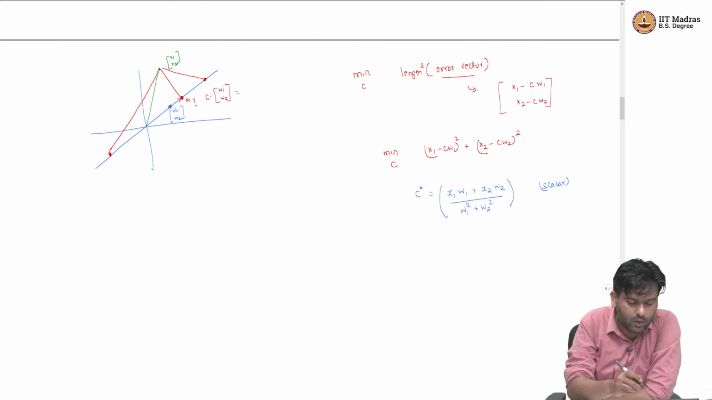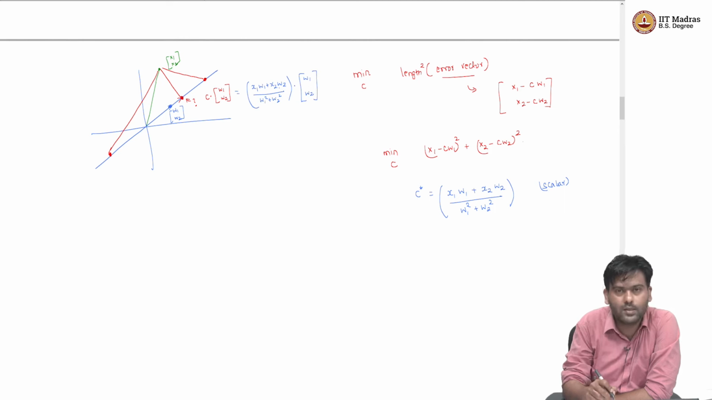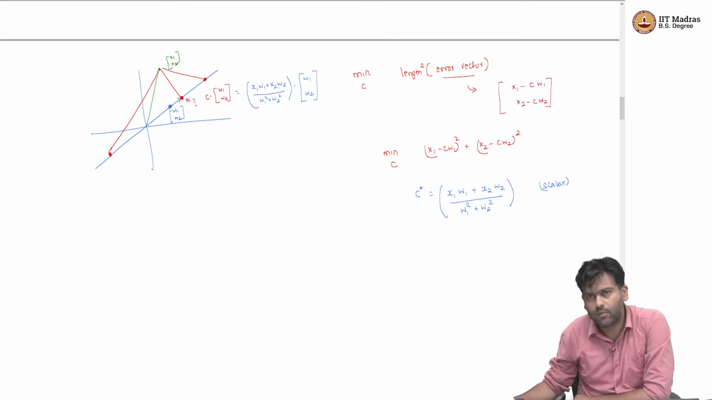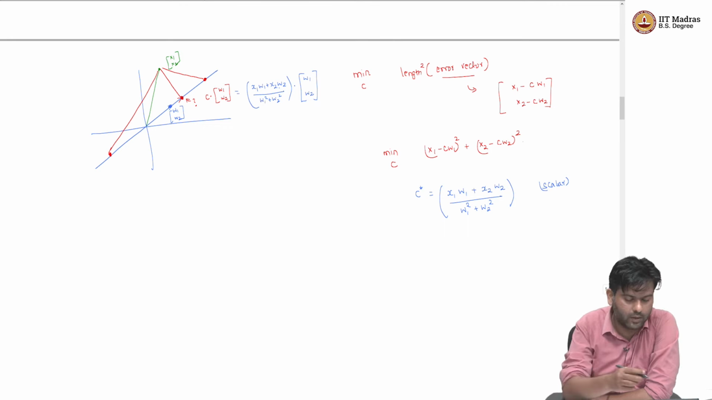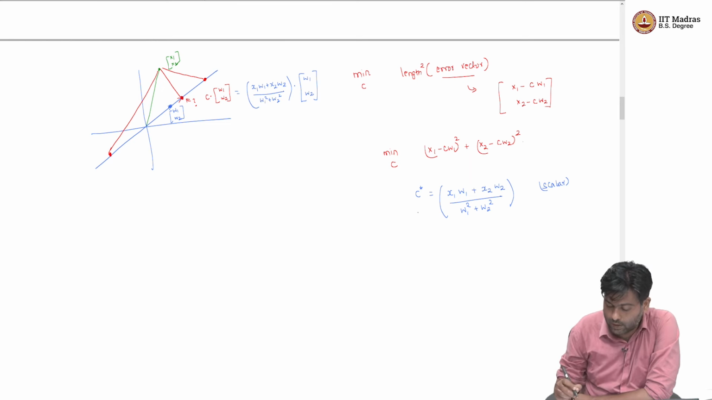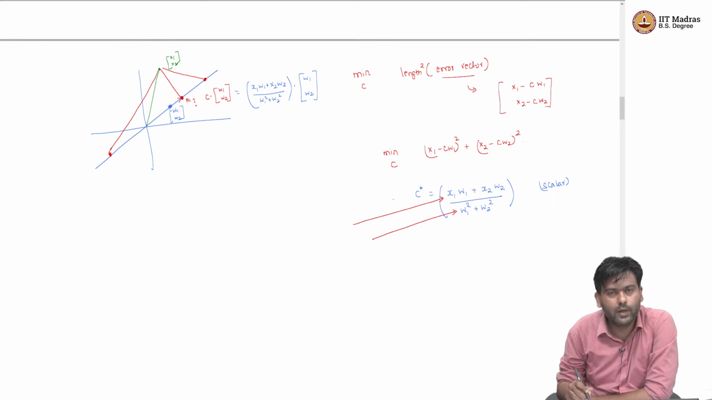This c times w1, w2 is actually, from our derivation, (x1 w1 plus x2 w2) by (w1 squared plus w2 squared) times the vector w1, w2. This is a vector, this is a scalar, right. So, you are multiplying that scalar by the vector, and the scalar has a numerator and a denominator. So, it is worthwhile to look at the numerator and the denominator separately. So, how do we interpret this numerator and the denominator?